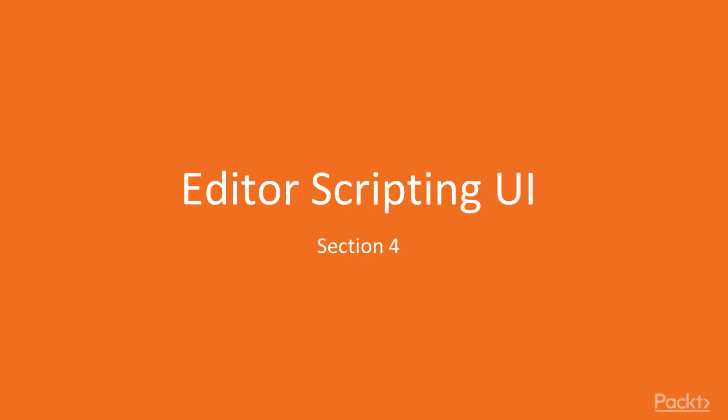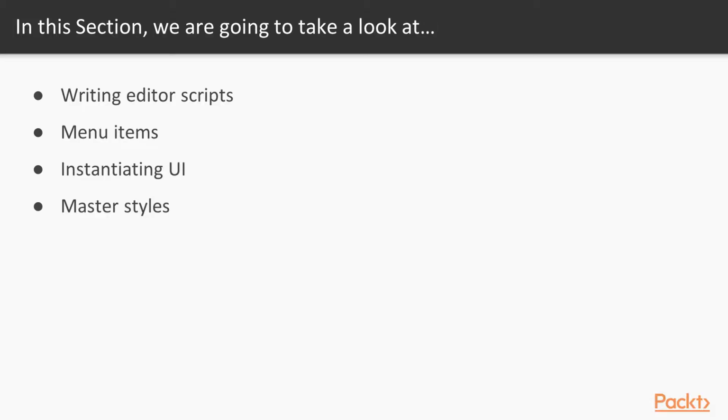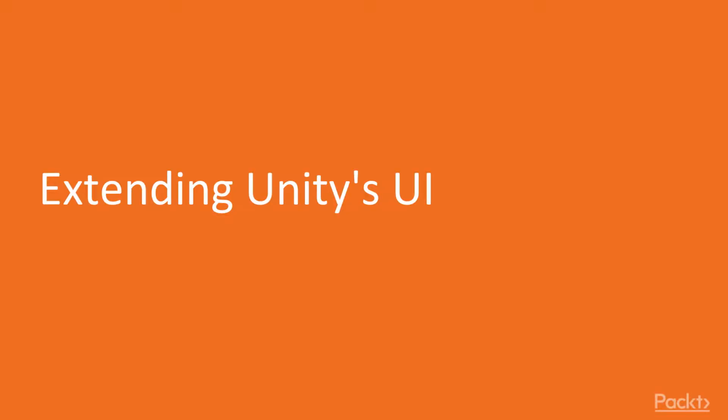Welcome to Section 4 of Editor Scripting UI. In this section, we're going to learn more about writing editor scripts. We'll also create menu items and look at how to create a variation of the text element from the Create menu. While we're doing that, we're going to look at what to consider when creating UI from the menu. And to finish, we'll be making a master style script that will style our elements when they're being created. So, on to our first video, extending Unity's UI.